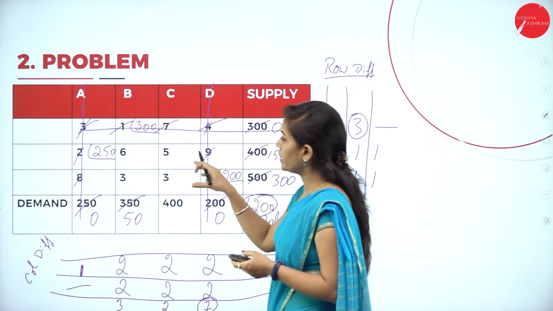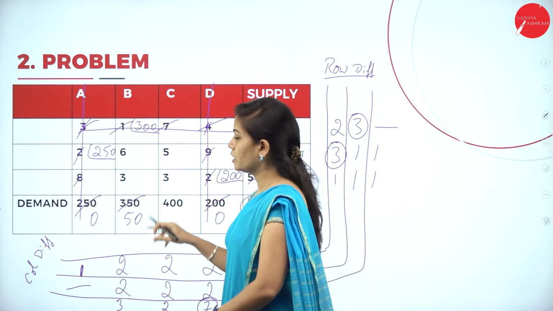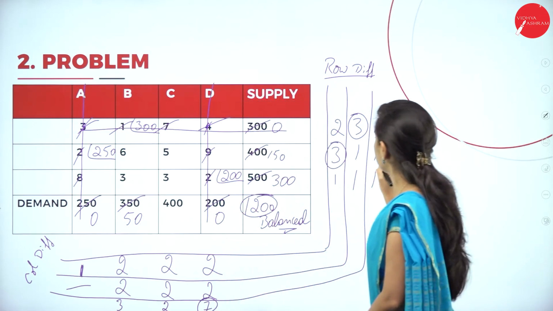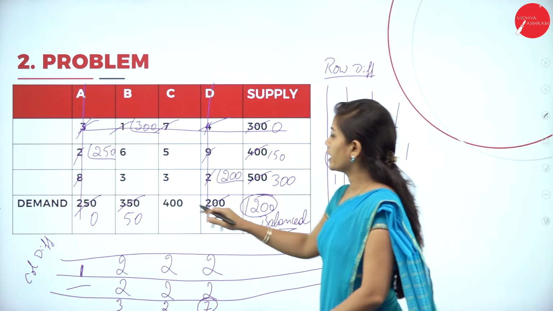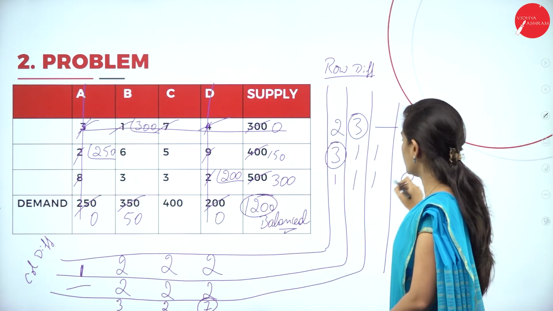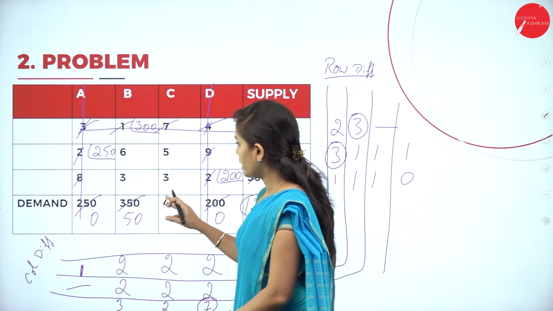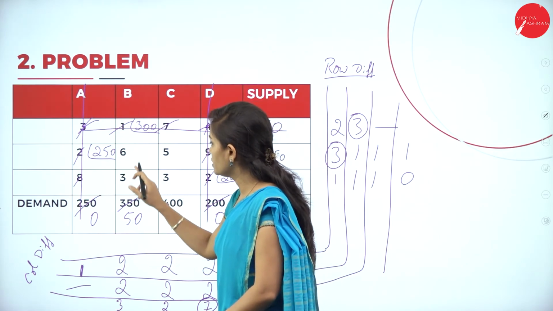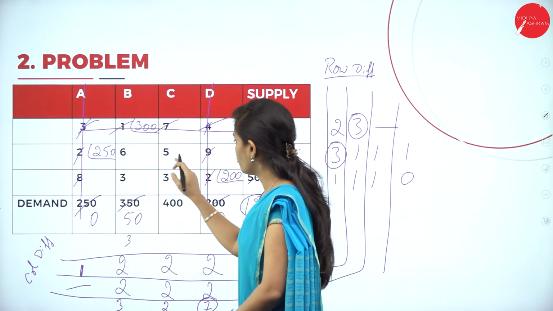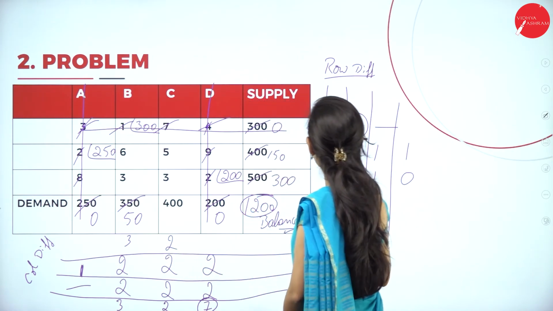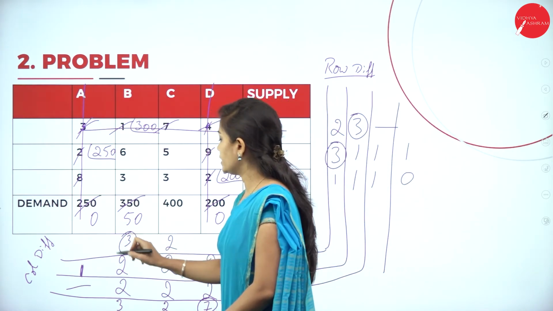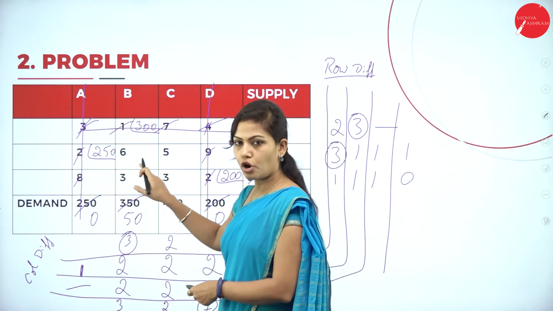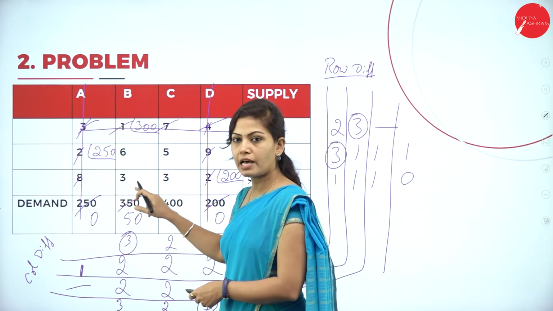And for the next remaining rows and columns, 6 minus 5 is 1. Again 3 minus 3 is 0. And for the next column difference, I will write it here. 6 minus 3 is 3. 5 minus 3 is 2. So out of this, the next highest penalty cost is 3. So I will consider this column. In this column, the least value is 3.